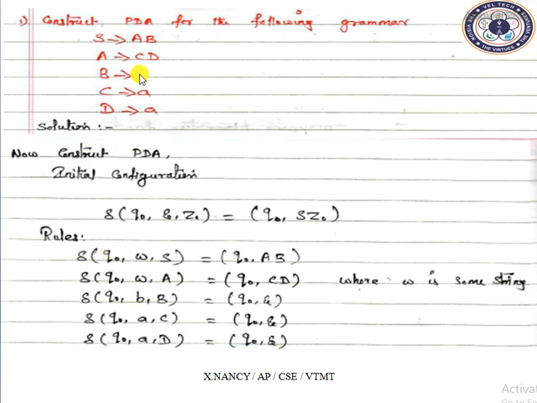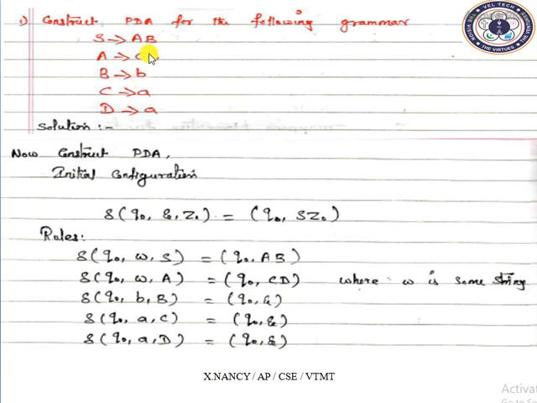Here, the first production is S produces AB, which can be written as δ(Q0, epsilon, S) equals (Q0, AB). That is, AB is pushed onto the stack. Whereas for the second production, A produces CD, likewise I am going to push CD onto the stack. For the remaining three, I have terminals at the right end, so I am going to pop them out and make it epsilon. That is, I pop it out and make the stack empty.